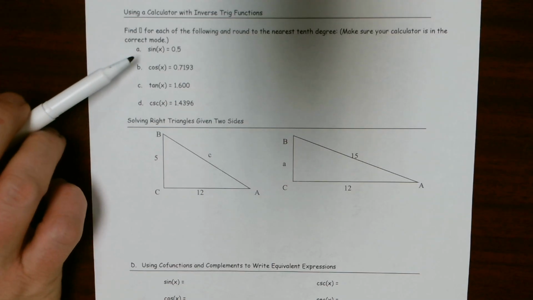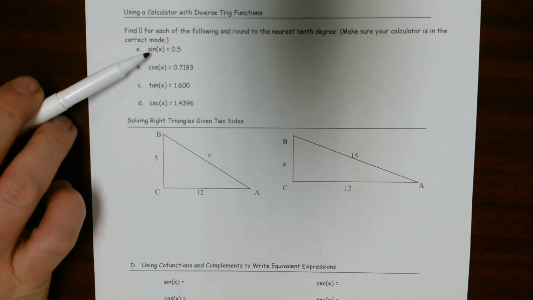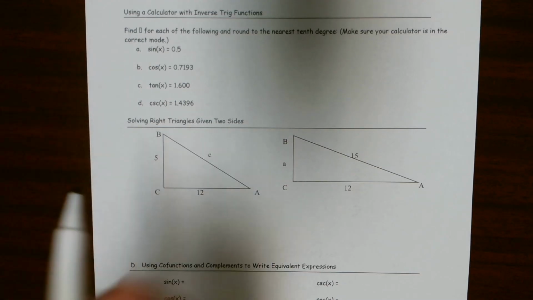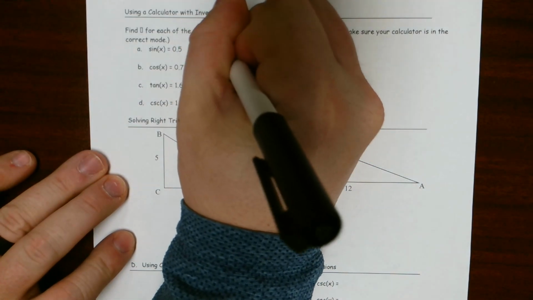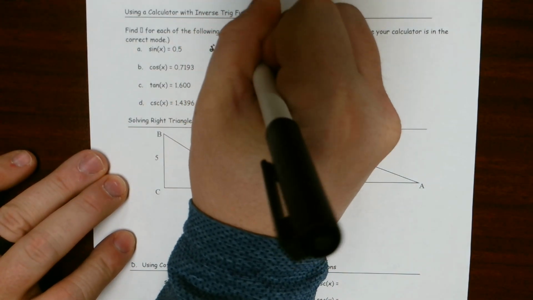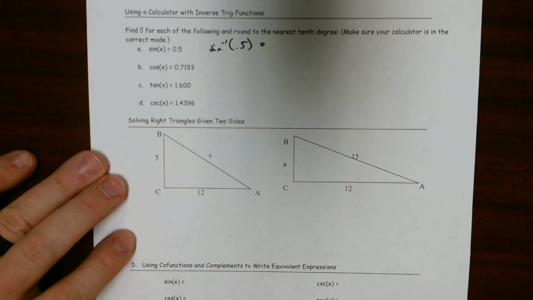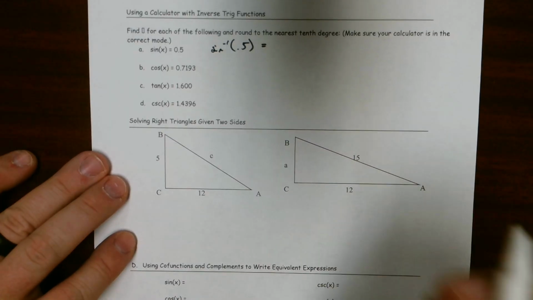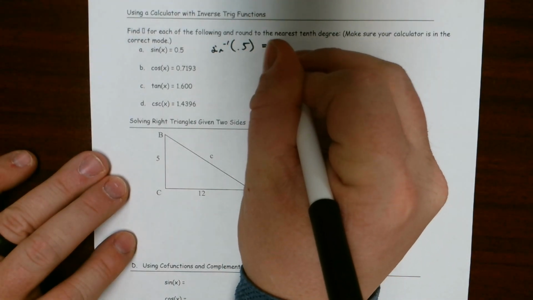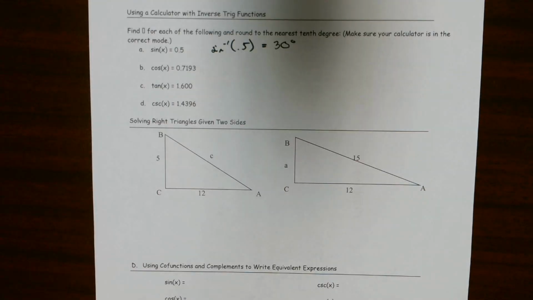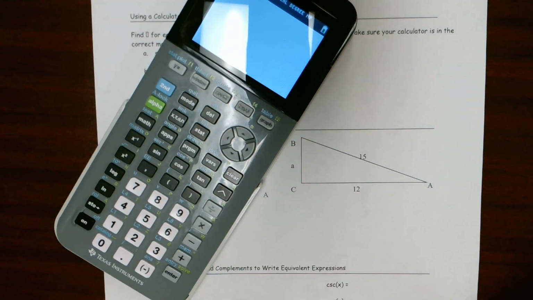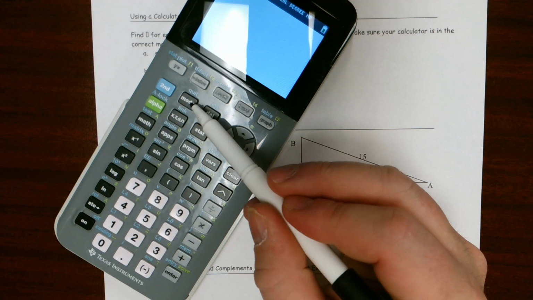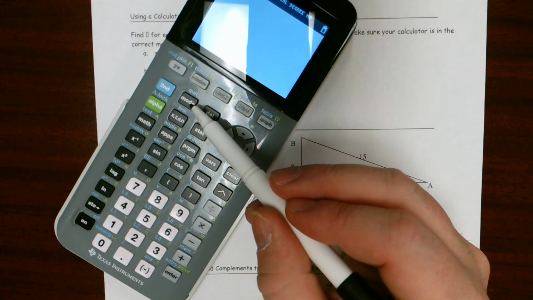So our first example, we're just trying to find the degree of angle x. So we're going to have to take the arc sine of 0.5. And if you're clever, you know that the arc sine of 0.5 is going to be 30 degrees. Or you can use it on your calculator. Just remember to switch your calculator to degree mode by pressing the mode button at the top and going down and selecting degree.